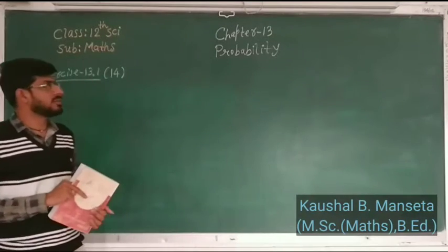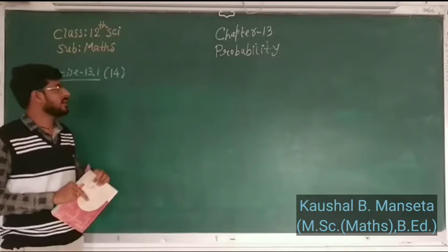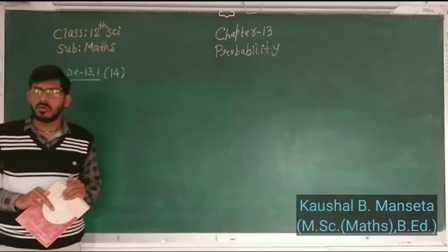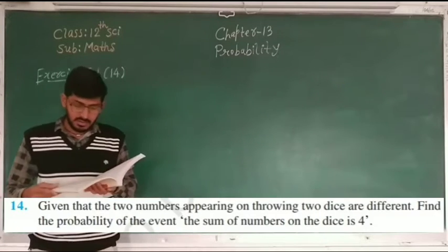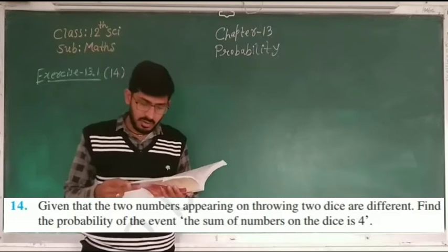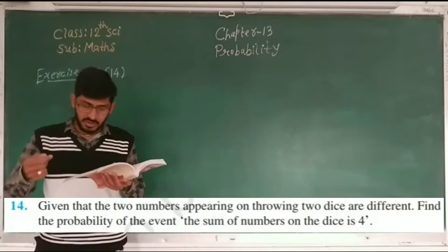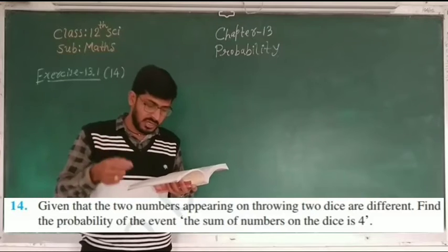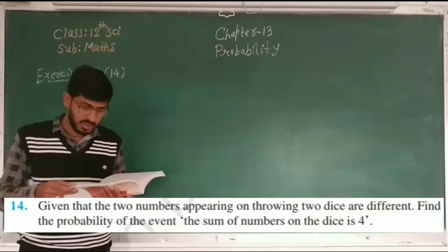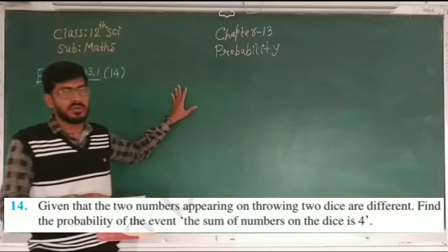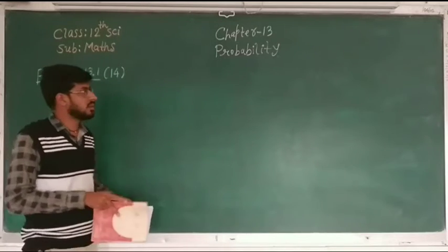Today we are going to learn chapter number 13, exercise 13.1, question number 14. Given that the two numbers appearing on throwing two dice are different, find the probability of the event that the sum of numbers on the dice is 4. So first we have to write the sample space of throwing two dice.